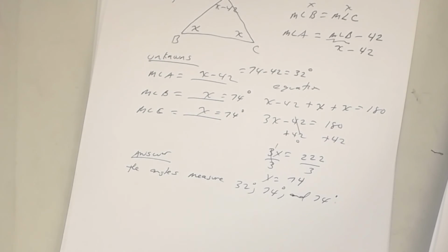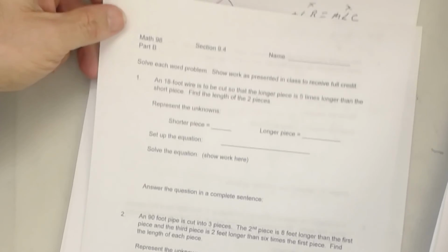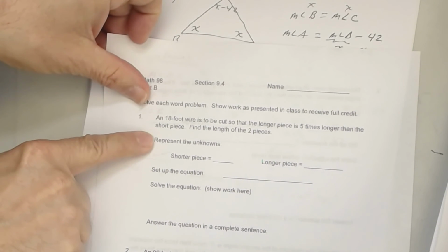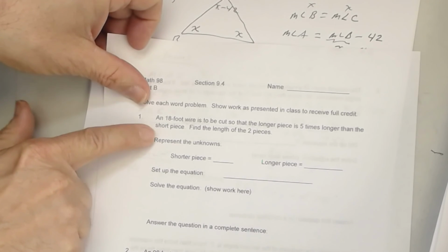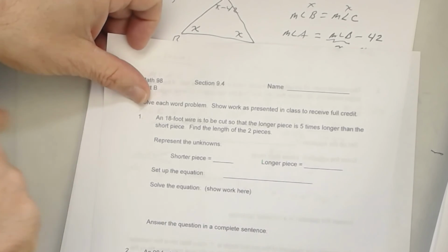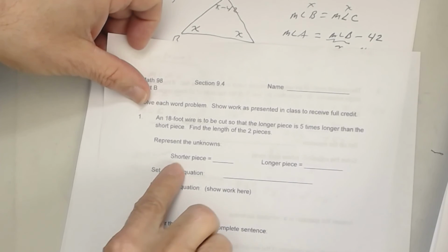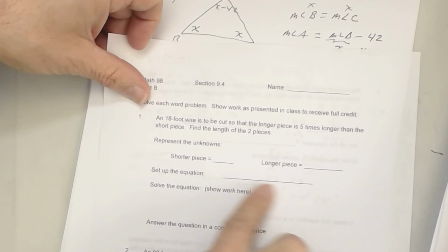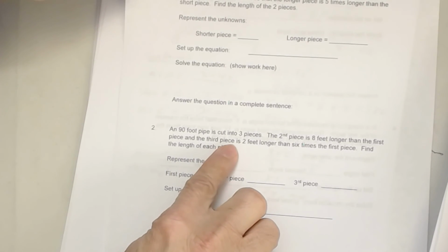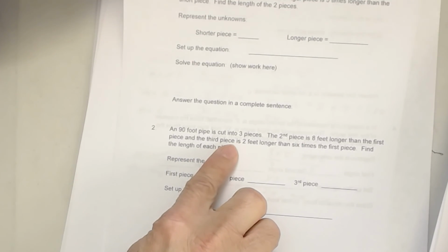Look at this carefully. Here's 9.4B. Number 1 talks about a wire, so you're going to use those boards. It's got how many pieces in this case? 2 pieces, to talk about longer and shorter. Use that example we did to help you with this. Notice I broke it down for you. You just fill out this information. Number 2, it's got how many pieces? 3. We did one like it.